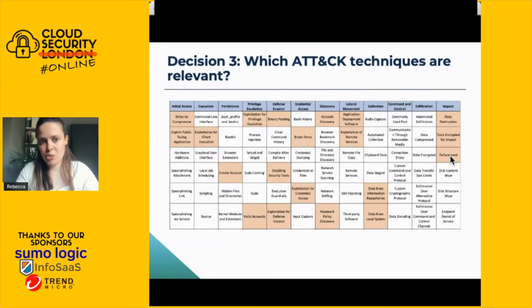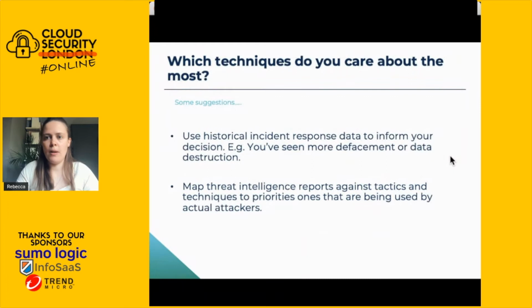It's still too many, so we still need to narrow that down. So just a couple of suggestions here to pick the ones. Try and use your incident response data. Your security operations center should already have that information. Pick the attacks that happen to you every day or happen all the time or happened before, the ones that your business might care about the most. You might see defacement or data destruction more often than some of the other ones.